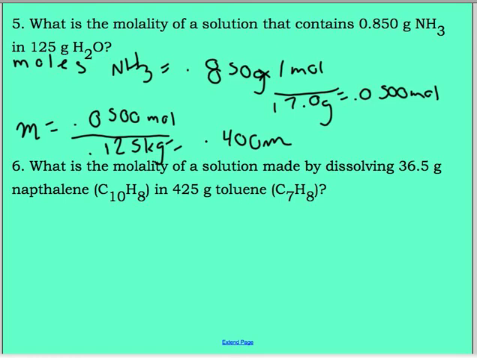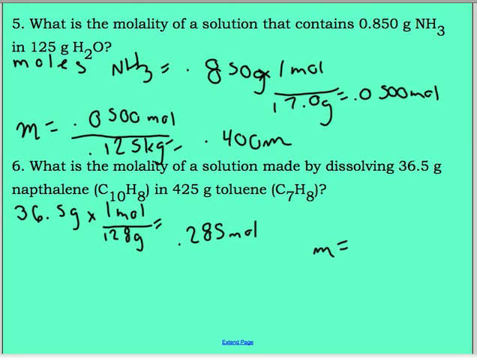For naphthalene and toluene, it's the same exact thing. So first thing we're going to do is get naphthalene, the smaller component, so that's our solute. So we take 36.5 grams. 1 mole is 128 grams. That's going to equal 0.285 moles. And then that means our molality is 0.285 moles over our kilograms of solvent, which is 0.425. And that should equal 0.671 molality.